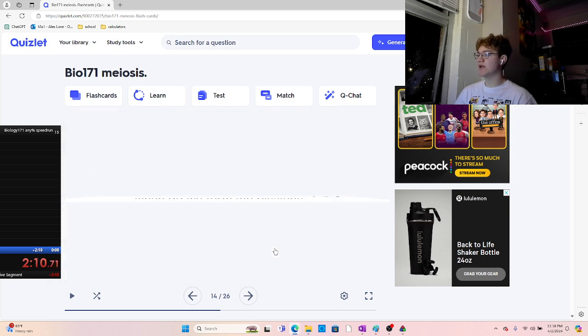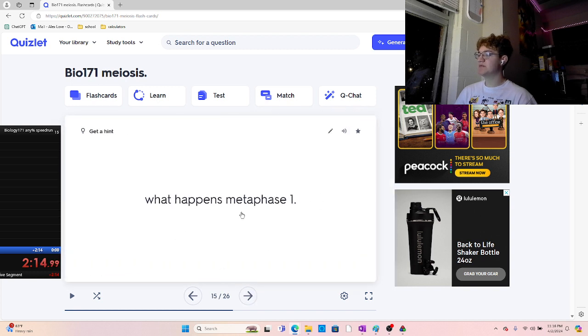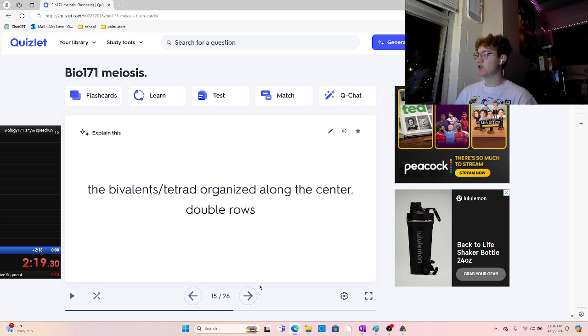Prophase 1. What happens in metaphase 1? The bivalents form in the middle, along the central rows.